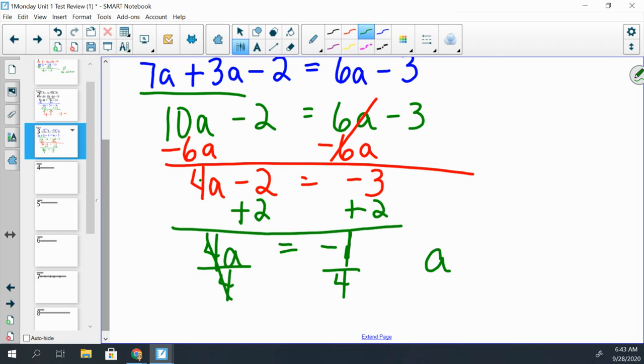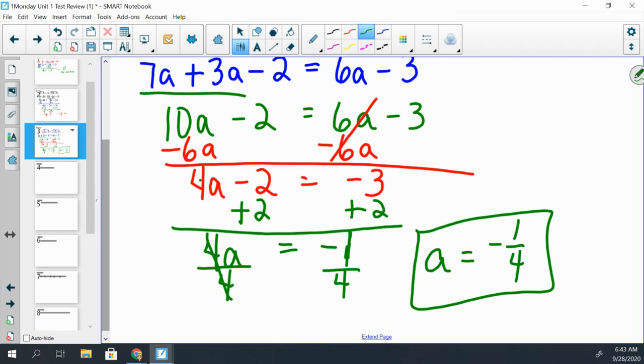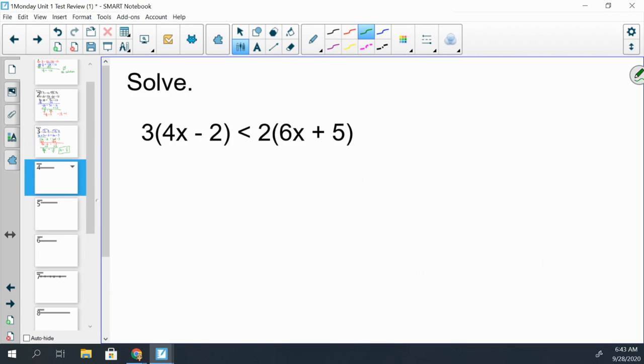So a is going to be equal to -1/4 because 1 positive, 1 negative. And that's what we're left with. Can't simplify it. We'll leave it as a fraction.